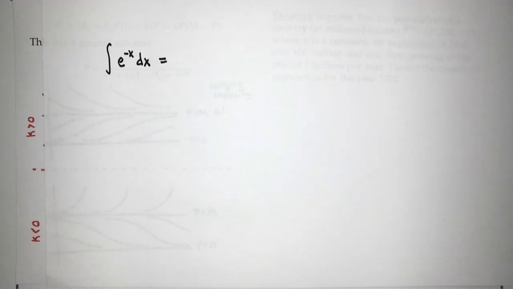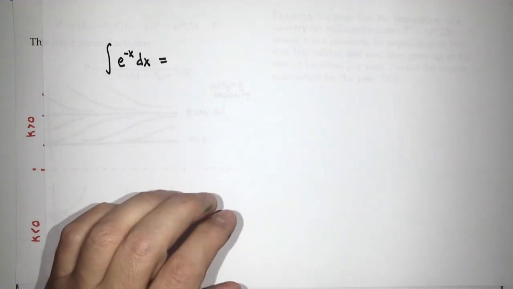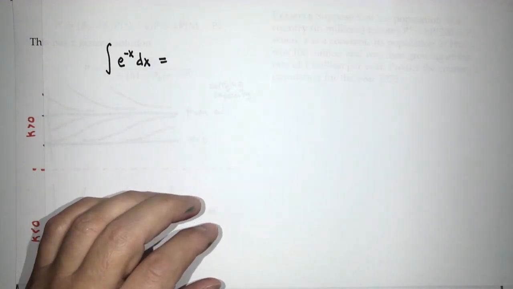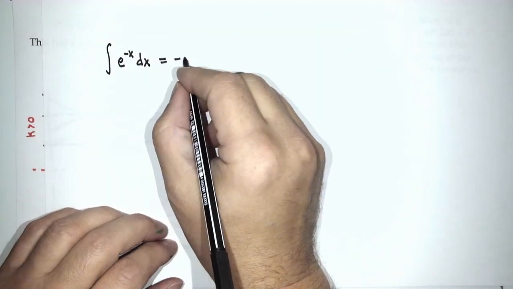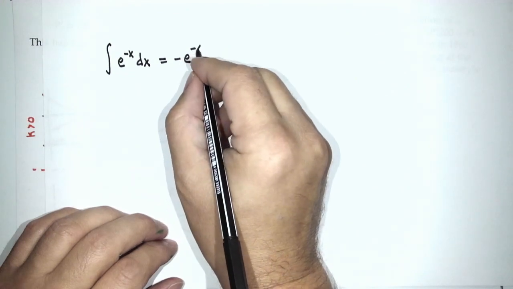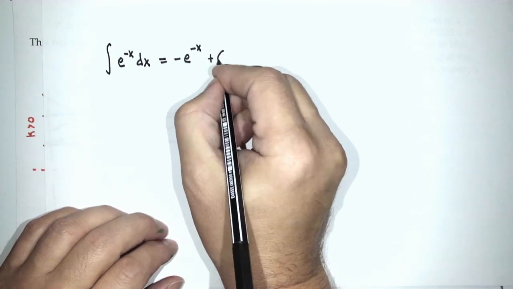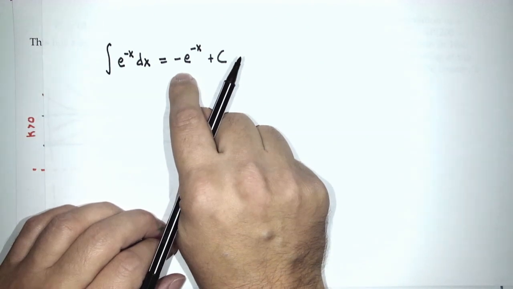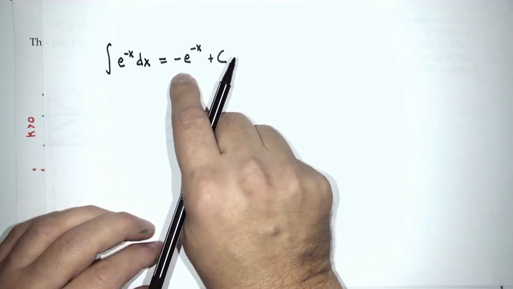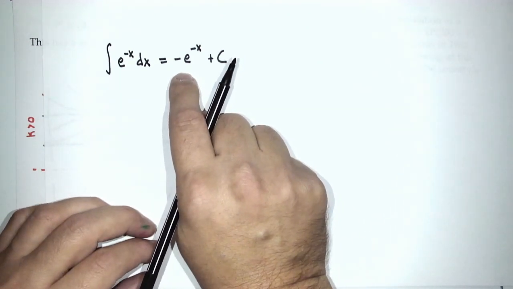Okay, is there anybody brave enough to say, I think I know what this integral is? Oh, there's somebody who's like, I know what this is. What? Can you say that one more time? Negative e to the negative x. Well, maybe. Now, I'll put the plus C here. Maybe. Is it? Yeah, it is.